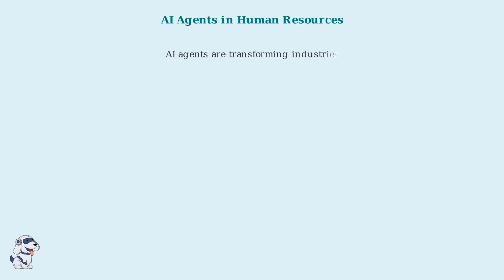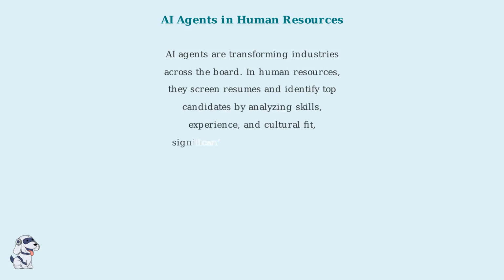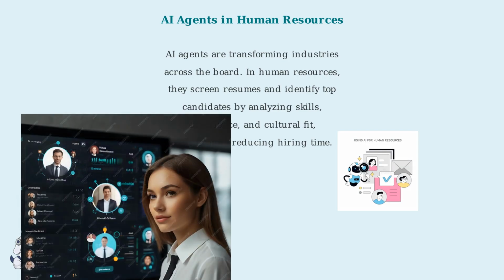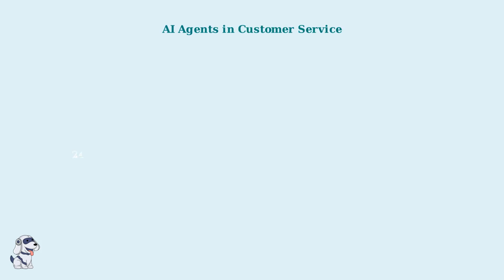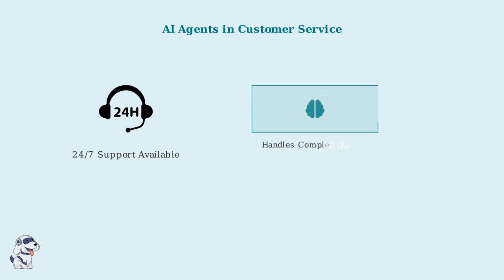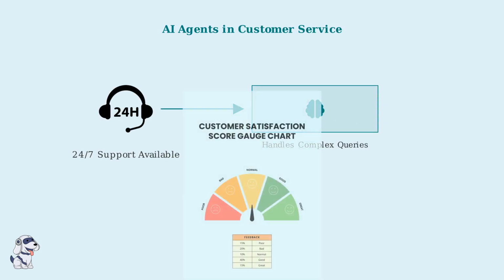AI agents are transforming industries across the board. In human resources, they screen resumes and identify top candidates by analyzing skills, experience, and cultural fit, significantly reducing hiring time. AI agents in customer service handle complex queries with unprecedented sophistication. They provide 24/7 support and resolve issues autonomously, leading to increased customer satisfaction.